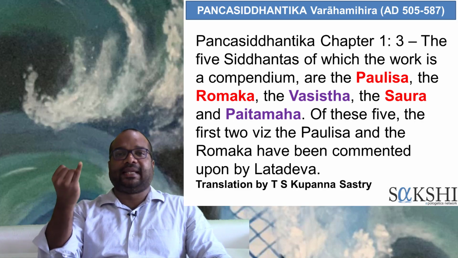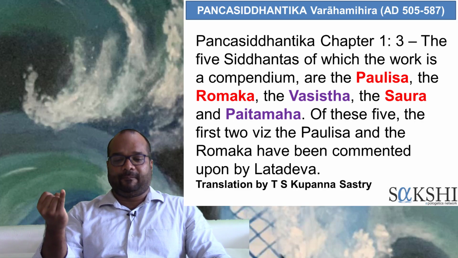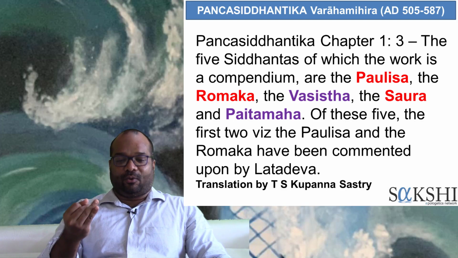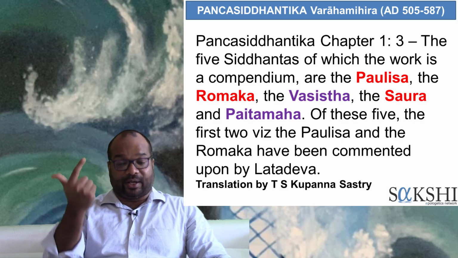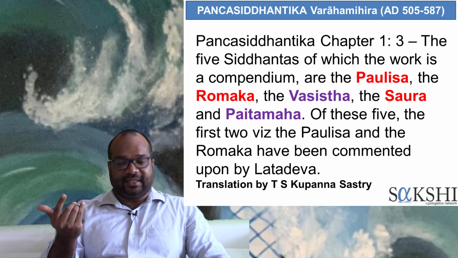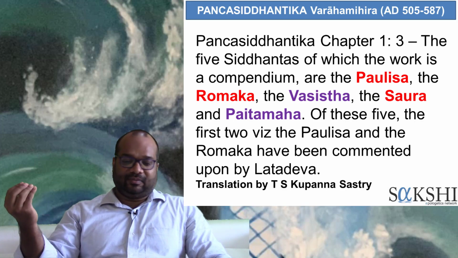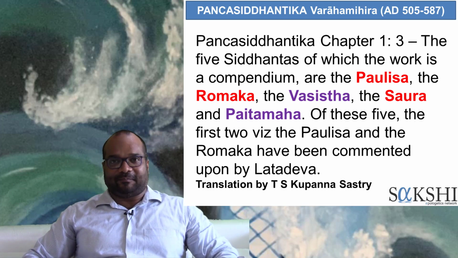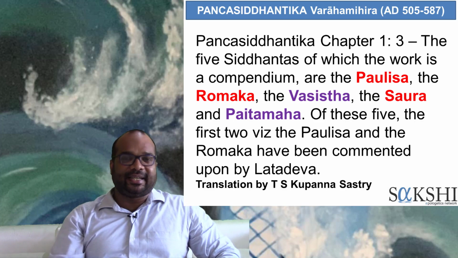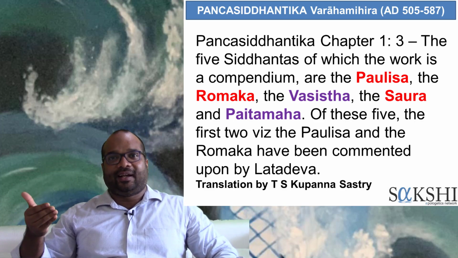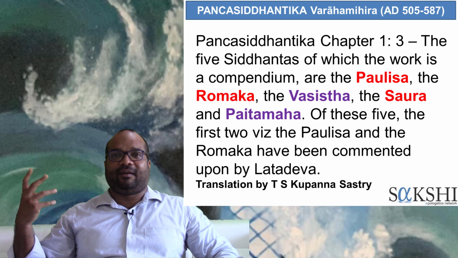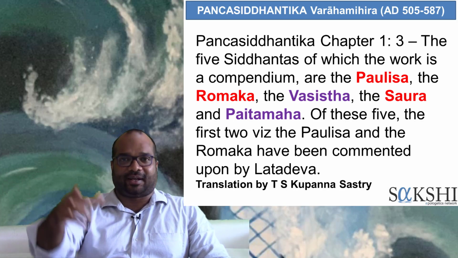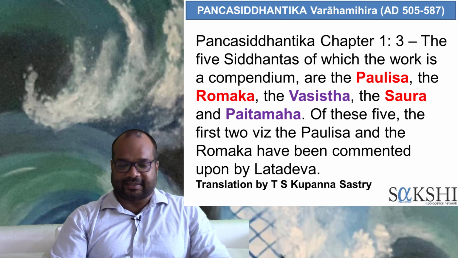And he says, Paulisa, or one by Paul, Romaka, one by the Romans, Vasishtha, that is the Indian, Saura, that is the Asuras actually, and Paitamaha. So of these five, three of them are non-Brahmanical. Two of them are outside India as well. Now the Asura book, we can give credit to anybody who wants. We can either think that the Asuras are Dravidians or whomever the scholars would consider.